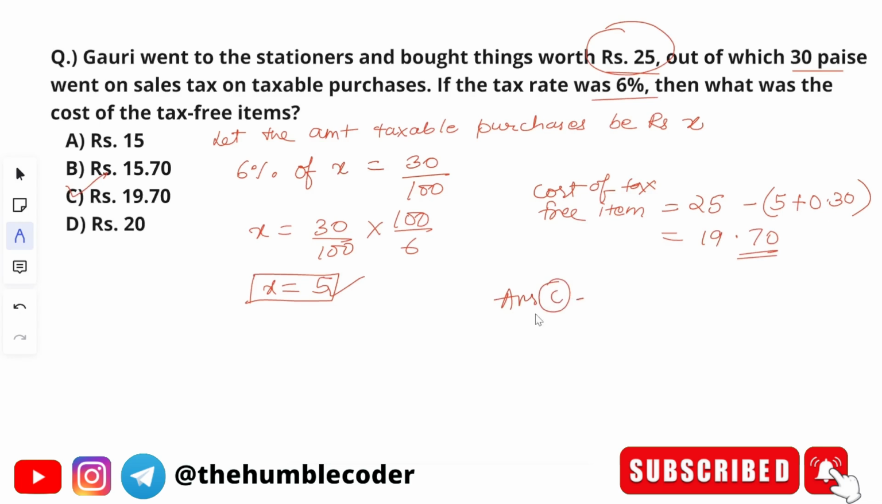Hope you have understood it. Basically, first we have found out the item on which the tax is there and the value of that item, and then from the total amount we have subtracted the amount on which taxes are there. So finally we will get the amount of tax free items. Hope you have understood it. If you have any doubts, you can ask in the comment section.